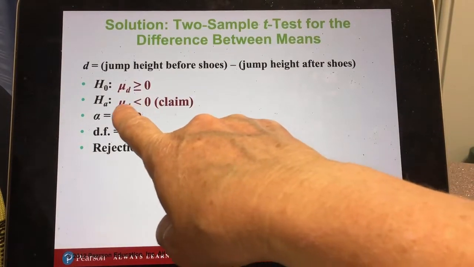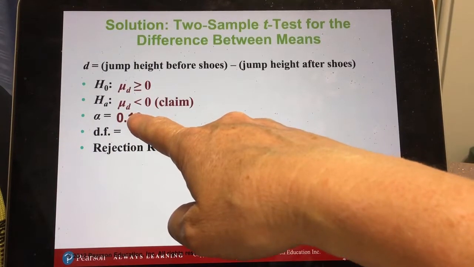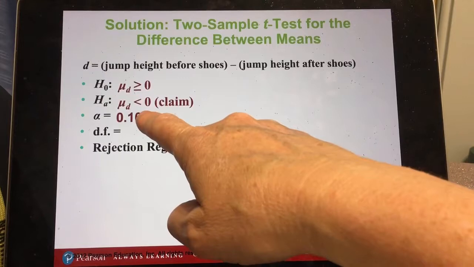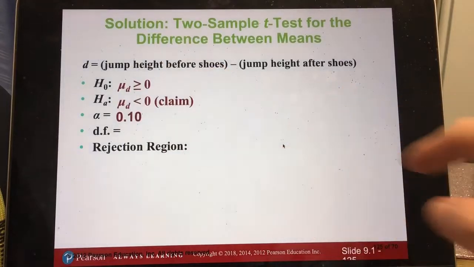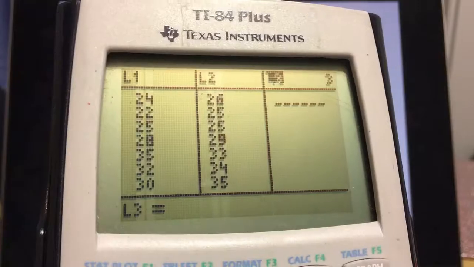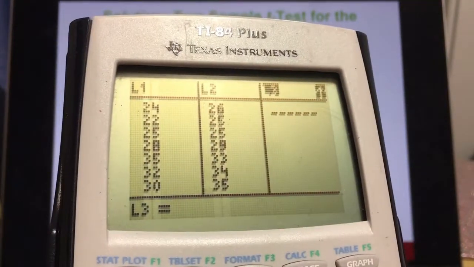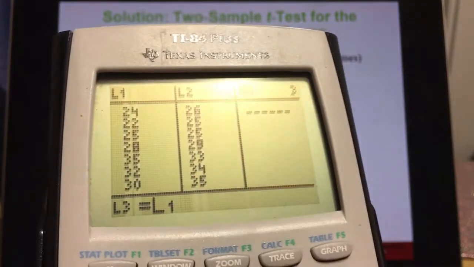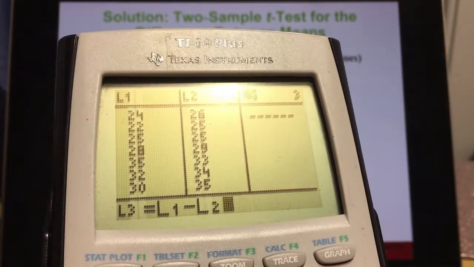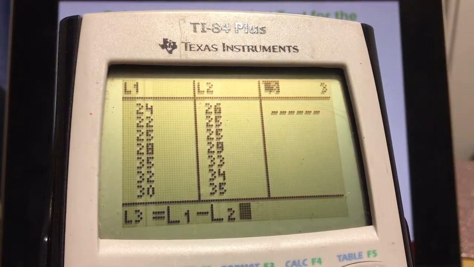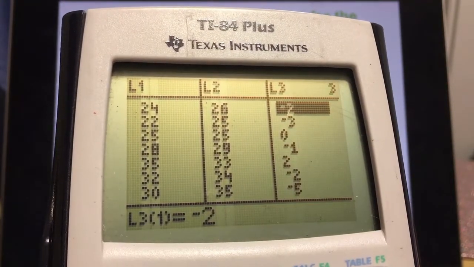So when we look at this, we're going to do it in such a way that mu of D is less than 0. If mu of D is the claim and they're supposed to be getting higher, then they're subtracting the first one minus the second one. So we're going to do that same order. For L3, I'm going to say L1 minus L2, and that's going to be the value that goes into L3. I hit enter and all of the values are calculated for me.